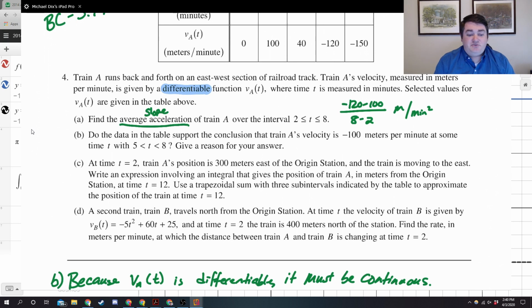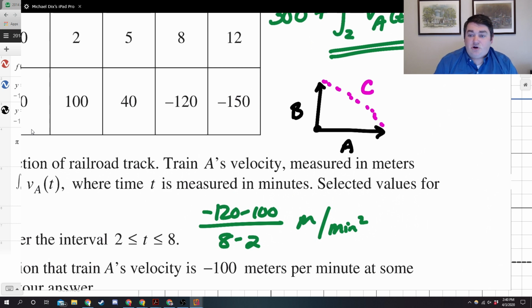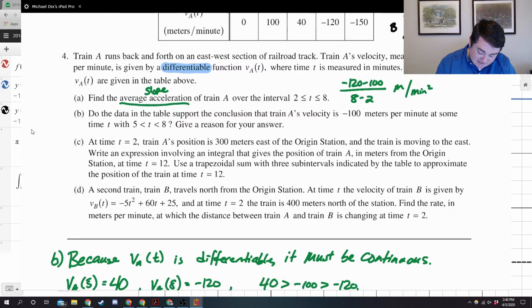Part D. Second train B travels north from origin station. At time t, the velocity of train B is given by v sub b of t, and at time t equal 2, the train is 400 meters north of the station. Find the rate in meters per minute at which the distance between train A and train B is changing at time t equal 2. So what I have here is a situation where train A is traveling this way, train B is traveling that way, and the distance between them, which I will call C, is growing over time. I've been asked, find the rate at which the distance between A and B is changing at time 2.